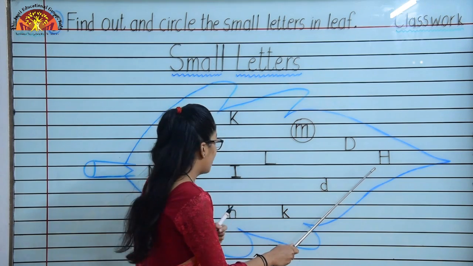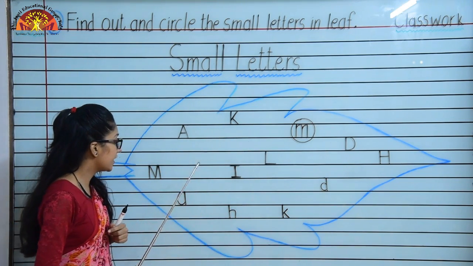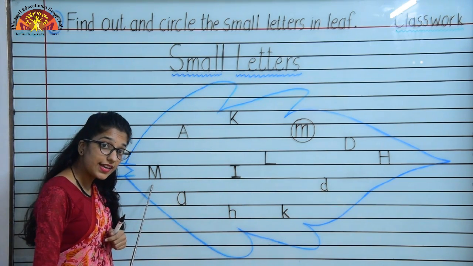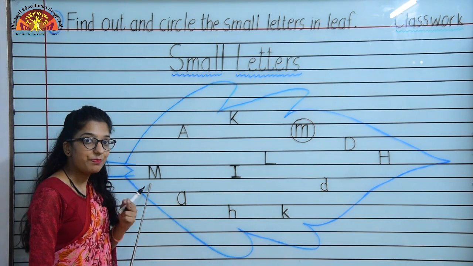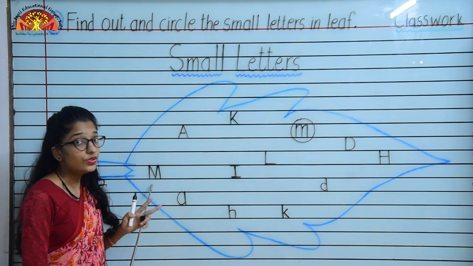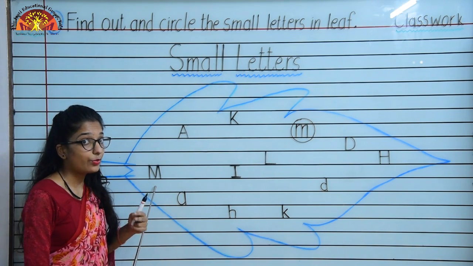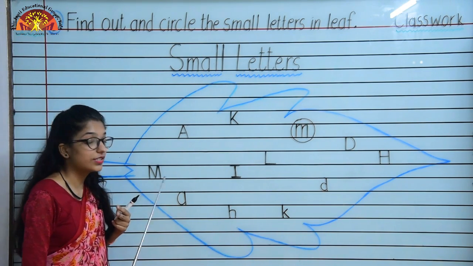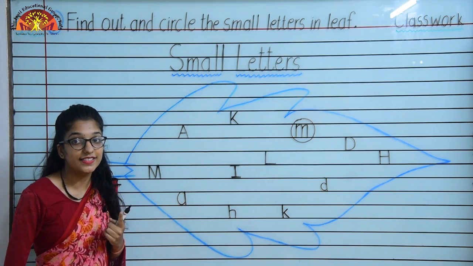Okay? Now look over here. Tell me kids, which letter is this? This one is capital letter M. Again we don't have to circle this letter. Why kids? Because we have to circle only small letters.